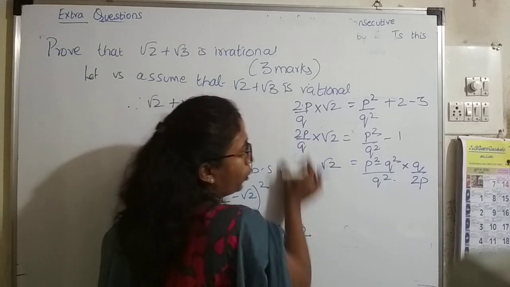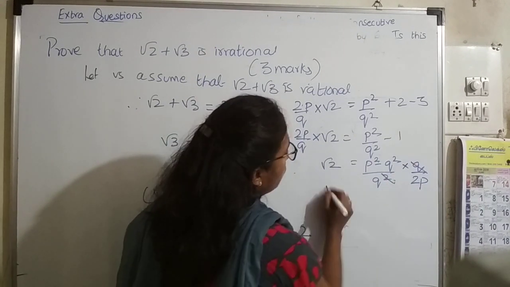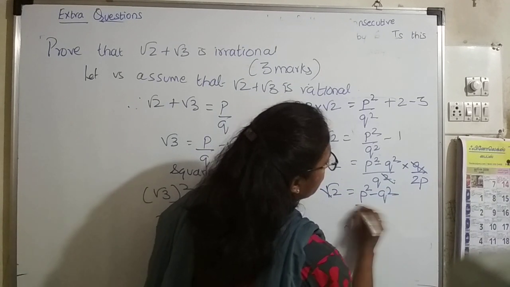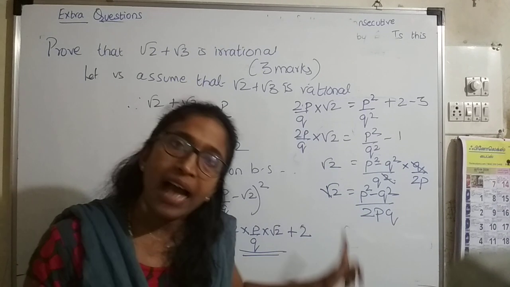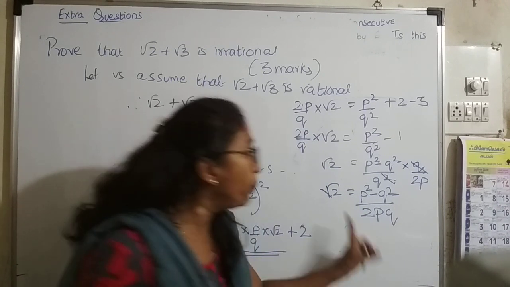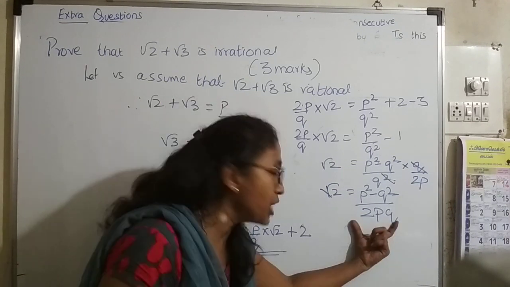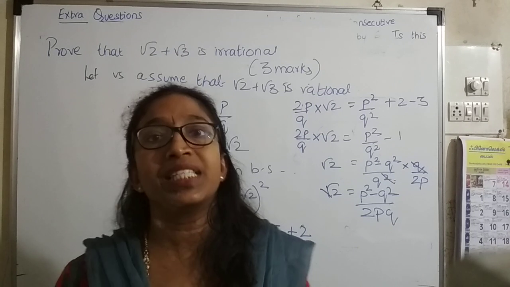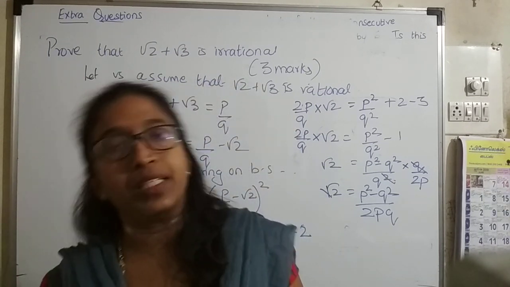Now this 2p upon q, when it goes here, becomes q upon 2p. See, something cancels here. So we are getting root 2 equals p square minus q square upon 2pq. Now we again have the same argument. p and q are integers. Therefore p square minus q square upon 2pq is a rational number. If this is rational, therefore root 2 is also rational. But this contradicts the fact that root 2 is an irrational number. Therefore root 2 plus root 3 is an irrational number.